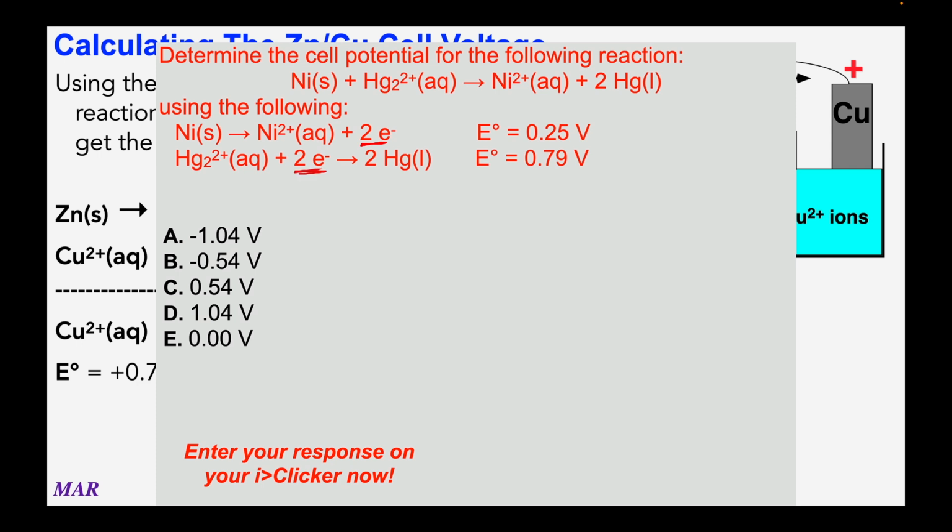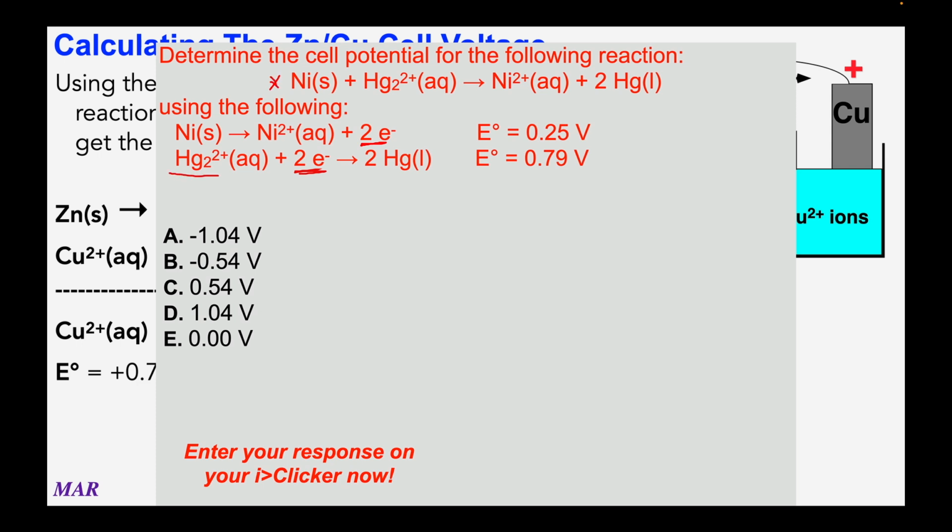reduction. So the mercury 2,2 plus, that positive 0.79 volts, we could find that from a table. But the nickel one, we would have to flip that around. It's probably listed at minus 0.25 volts on the table. Anyway, we're not worrying about that here. We want this reaction right here.